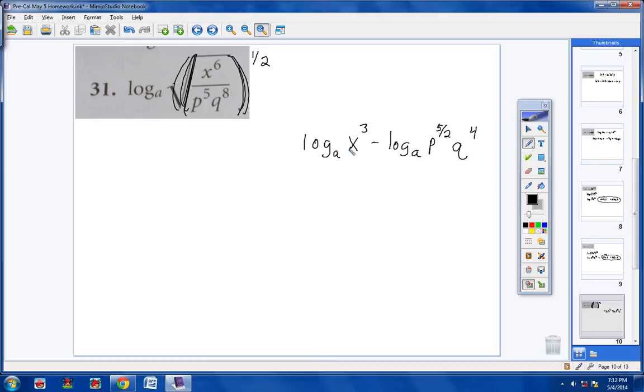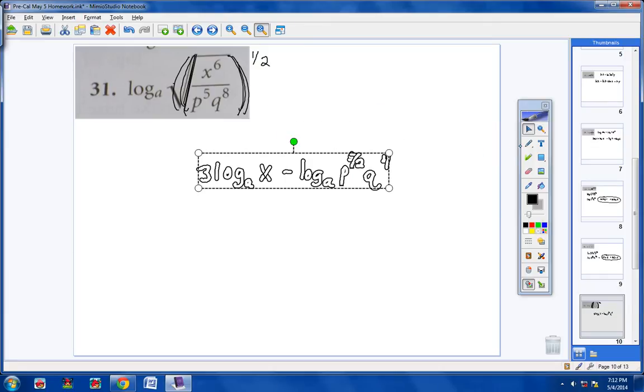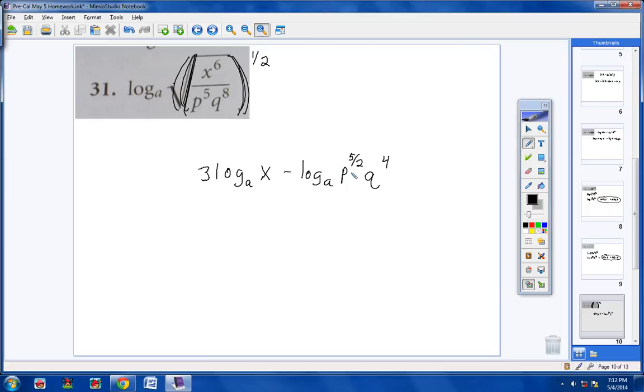But when I look at this logarithm here, I just have an x. So I know I can grab this 3 and just pull it right over here and maybe make it just a little bigger and then put it right here. And that's fine. In fact, I'm going to move this whole thing over to get a little more space. But if you'll look at the logarithm here to the right, I have a p times a q. So we're going to have to split this up into two logarithms. So minus, and then parentheses, log base a of p to the 5/2 power plus log base a of q to the 4th power.